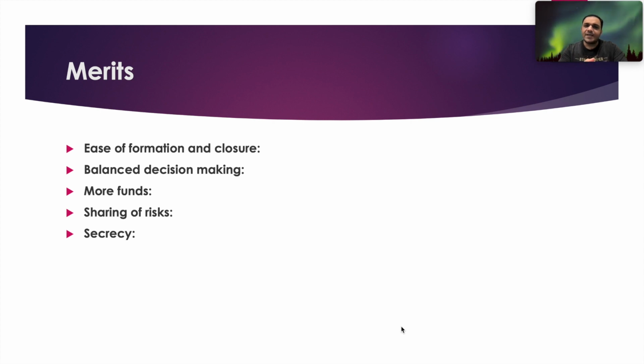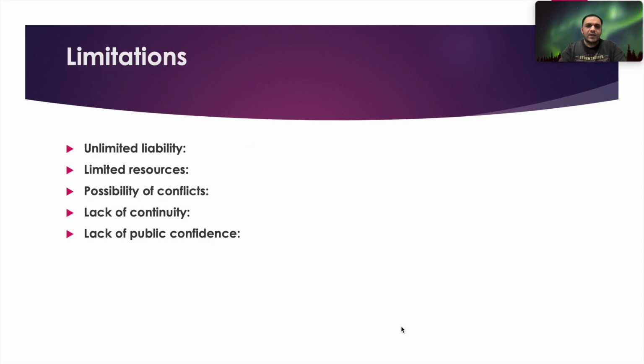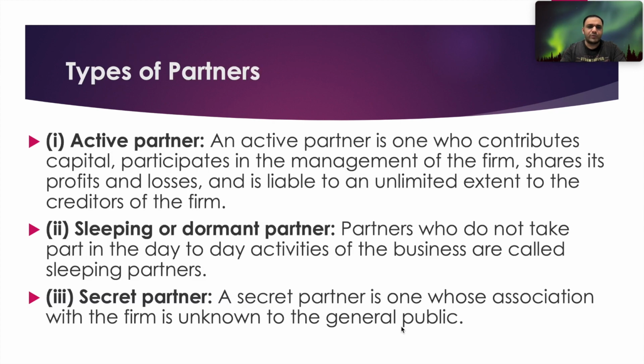Sharing of risk. This is the advantage, that if I start a business and it fails, rather than I suffer the whole loss, they will share it with me. Secrecy is there. Limitations: unlimited liability as in sole trader is there. Limited resources are there also; you have more than sole tradership but less than a joint stock company. Possibility of conflicts, like all the partners can disagree with each other. Lack of continuity is there. If any partner dies, the business will come to an end. Lack of public confidence. If the reputation of any partner is not good, people will not believe in you.